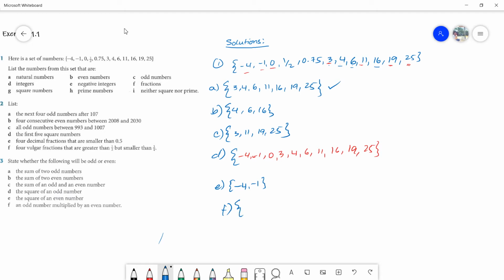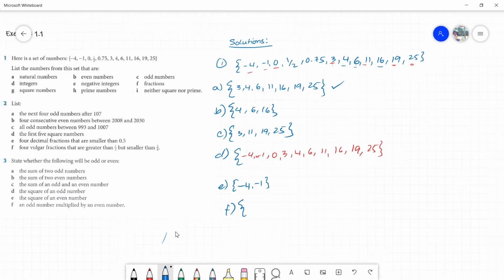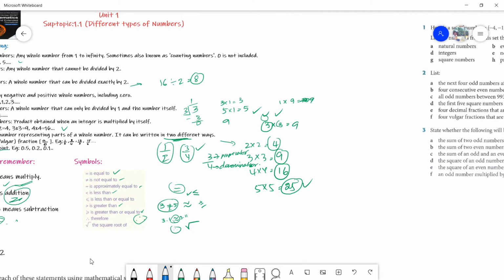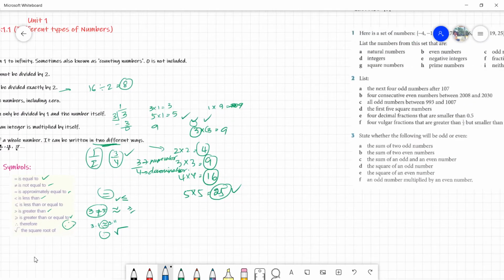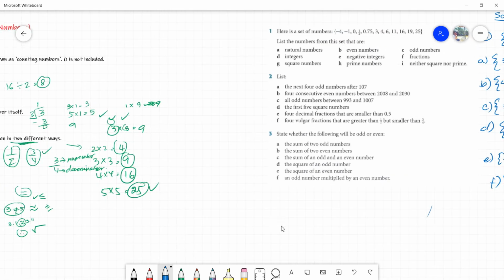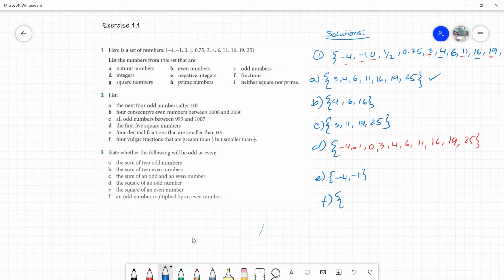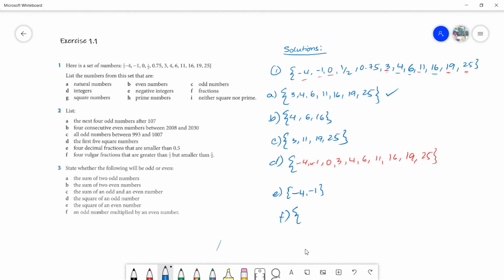F is fractions. So we know there are two types of fractions. One is decimal and the other has a very funny name, vulgar. So F is, we have the fraction which is half and 0.75. Since they didn't mention exactly which type, you have to include both. So we're going to write half and 0.75.